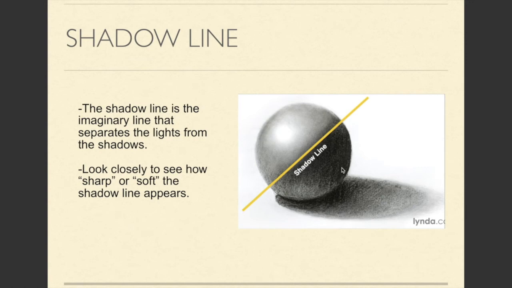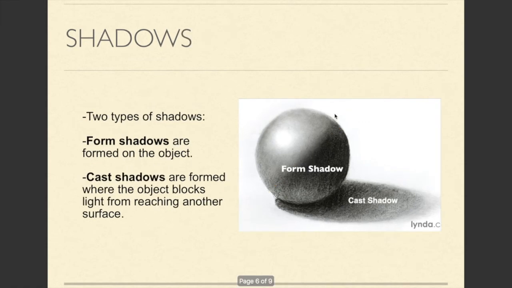Now what separates the lights from the shadow is the shadow line. It's an imaginary line that runs across and separates the lights from the shadows. In some cases, this line is really soft, depending on the light quality, the type of light that's hitting it, if it's diffused or not. And sometimes the shadow line is really sharp, or sharper. So pay attention to that and describe it as you see it.